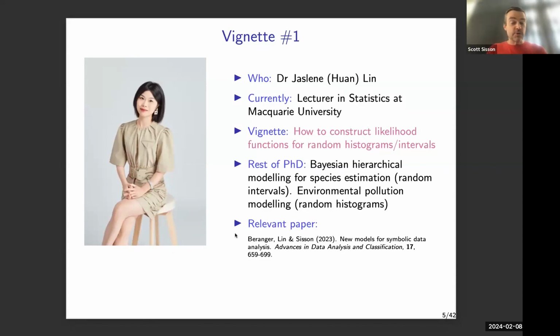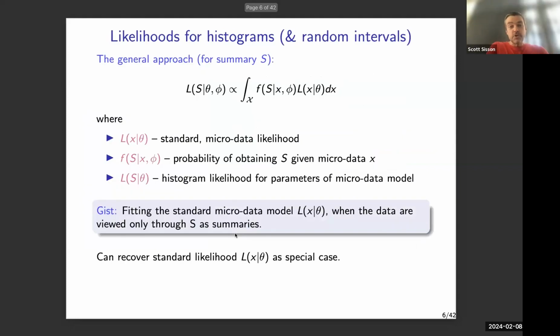Part of her PhD was to answer just this basic question. We're interested in likelihood-based inference, just to keep things in a particular area. How do we construct likelihood functions that allow us to model when our data have been summarized in a distribution, in histogram form? The general approach is really quite simple. Let's suppose that we've got a standard likelihood function, L of x given theta. This is what we would specify if we're modeling any regular data.